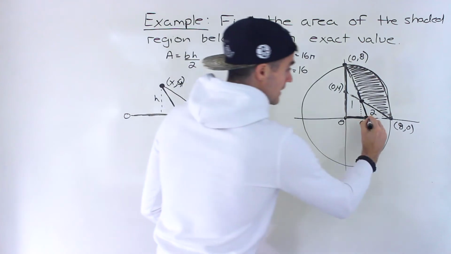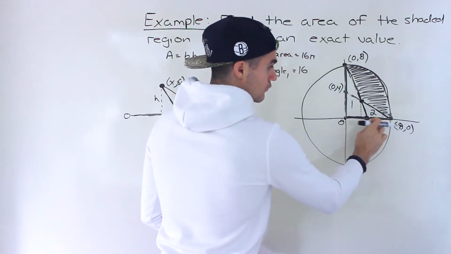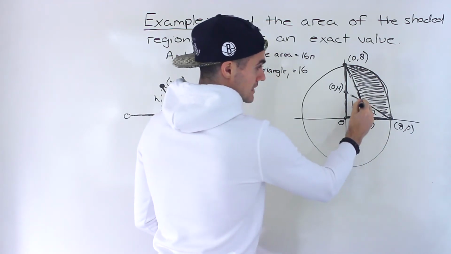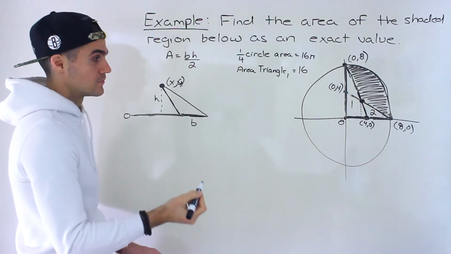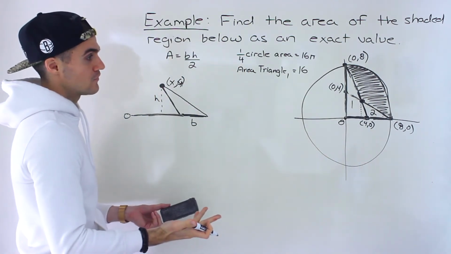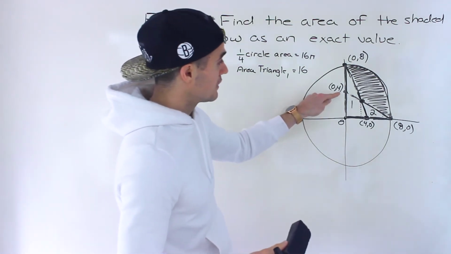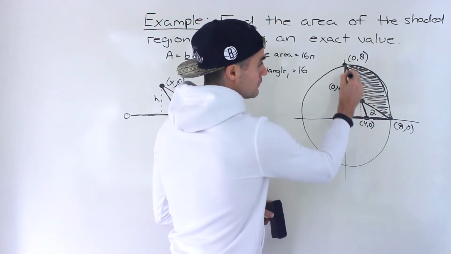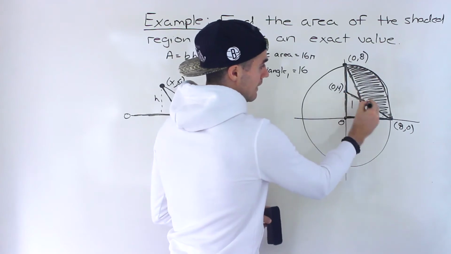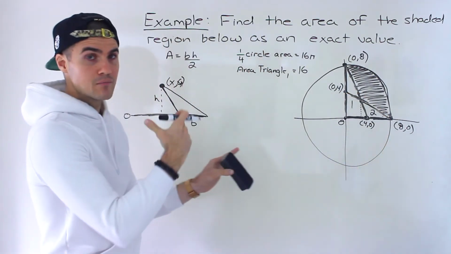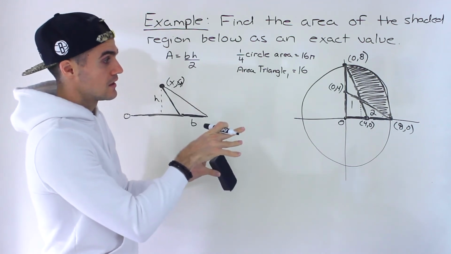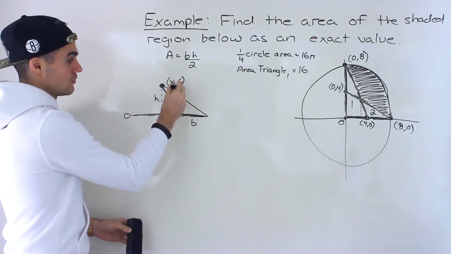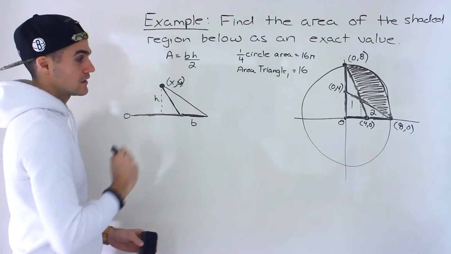The base we already have. The base over here is just 4, from an x value of 4 to 8. We just need this height, and to get the height, we need the y value of that point. How can we get it? We can find the equations of the two lines, because this point is the point of intersection between this line and this line over here. If we find both equations and then the point of intersection, we'll have the y value we need to find the height of that second triangle.